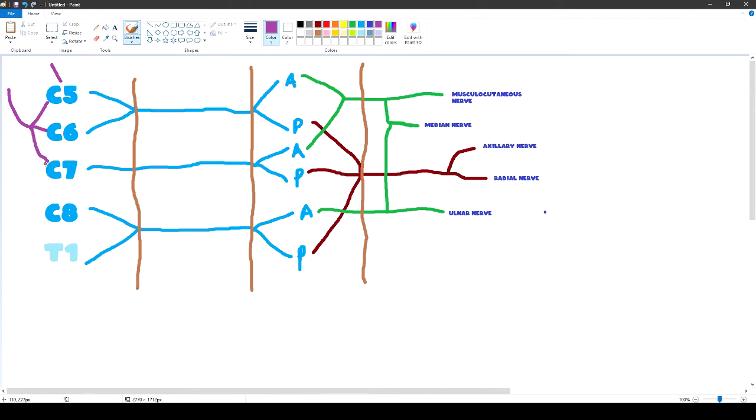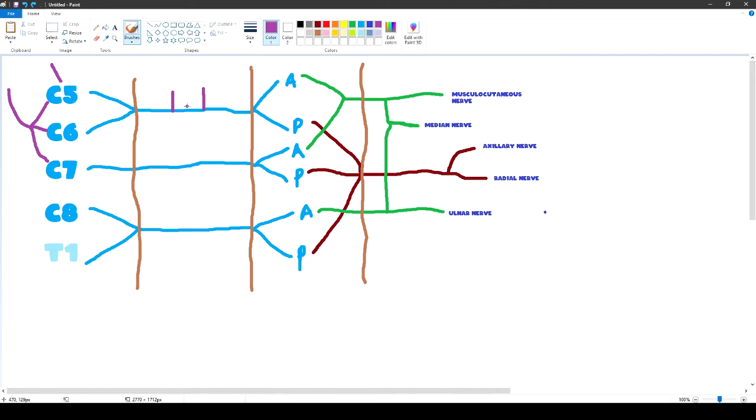I want you guys to memorize the branches of the roots separately and the branches of the rest separately. I'll tell you why in a second. So the upper trunk gives two smaller branches. Why you want to memorize it this way is because I want you to imagine the trunks containing a certain amount of neurons. The upper trunk is formed of two roots, C5 and C6. The lower trunk is formed of two roots, C8 and T1. The middle trunk is only formed of C7. What does that mean? The middle trunk contains a lot fewer neurons than the upper and the lower trunks.